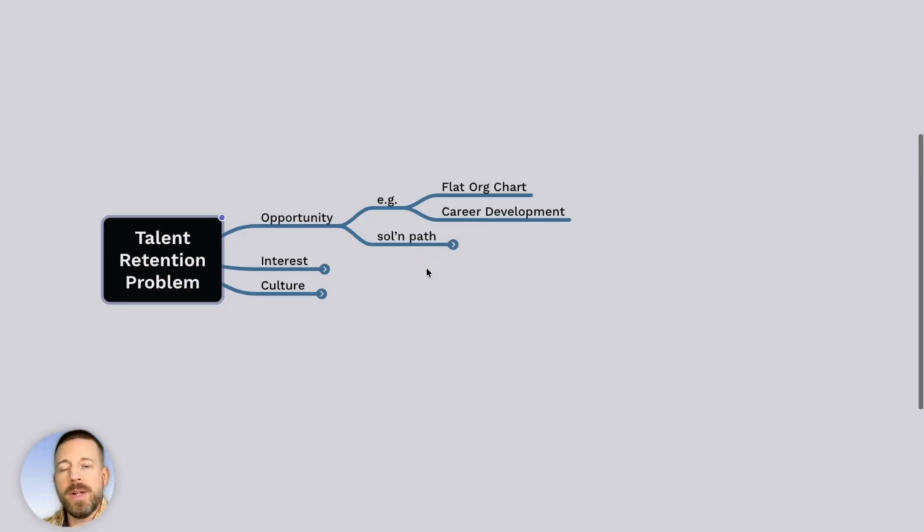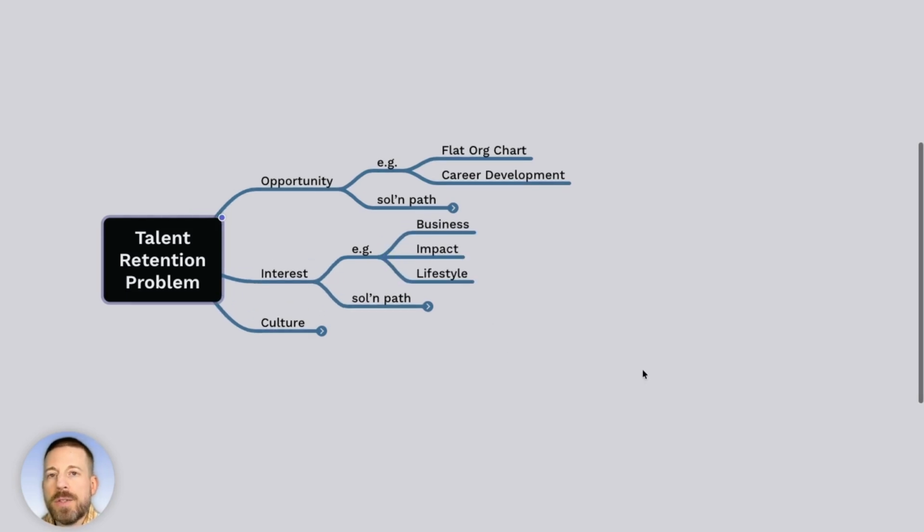Another example is career development. So if we aren't offering career development opportunities, or if we don't have that training, or we don't have the different maybe project or customer and client facing opportunities, folks could jump ship for that as well. In a minute, we'll get down to solution paths for each one of these, but those are the examples that I think of when I think of opportunity taking away talent and having them leave for other opportunities. Interest.